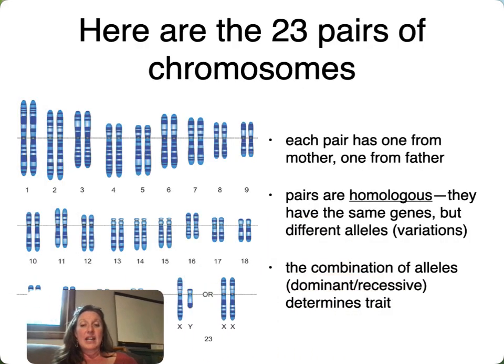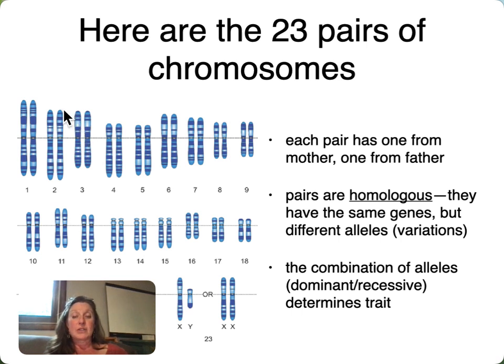Now, here is a picture of the 23 pairs of chromosomes. So you can see that each one of these is with the other part of its pair. So this is chromosome number 1, chromosome number 2. This is maybe the copy from mom, and this is the copy from dad. Each one has the same genes, so we say that they are homologous. However, they may not have the exact same recipe. They may have a different variation, and the variations of a gene are called the alleles.